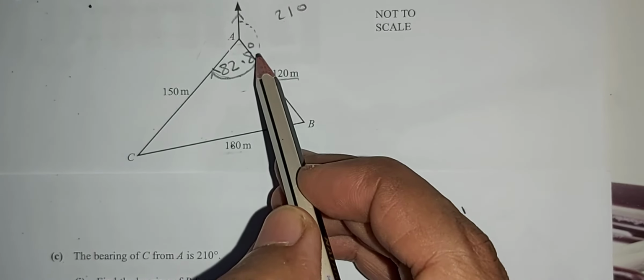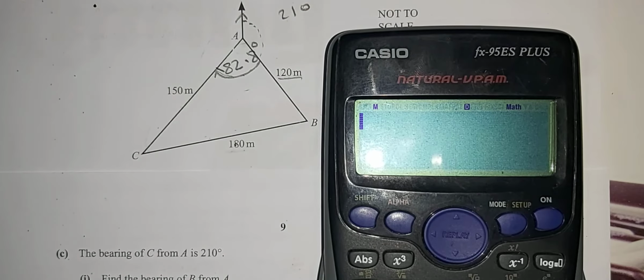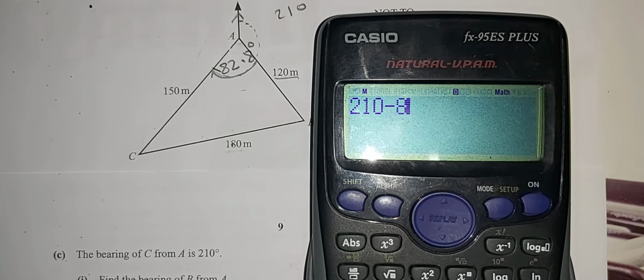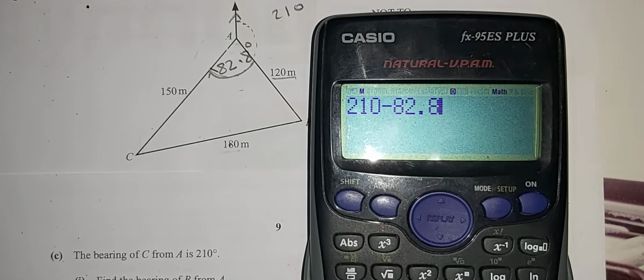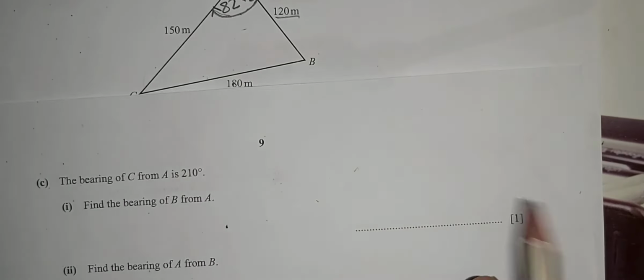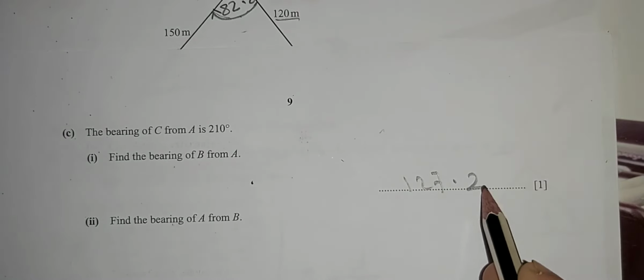Okay, clockwise. So to calculate it, 210 minus 82.8 equals 127.2.